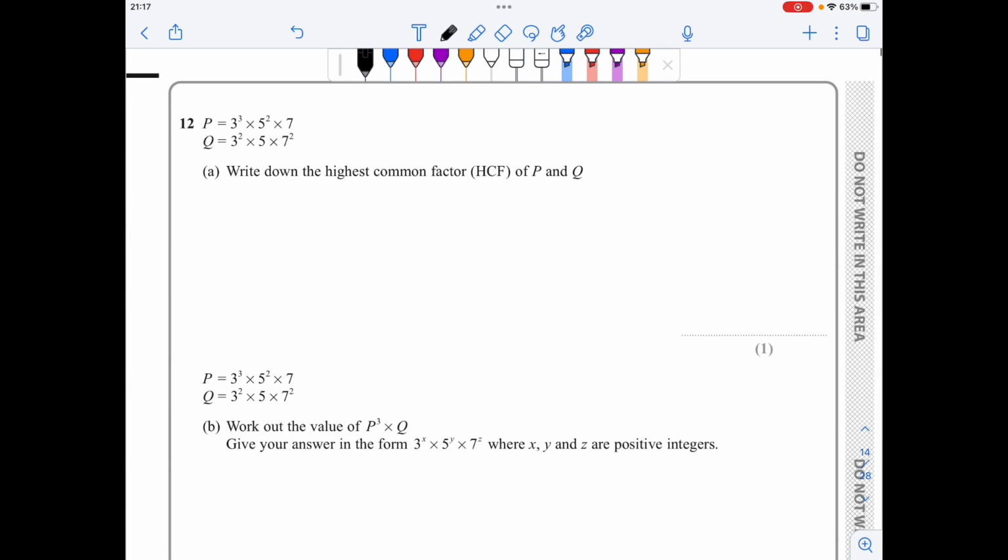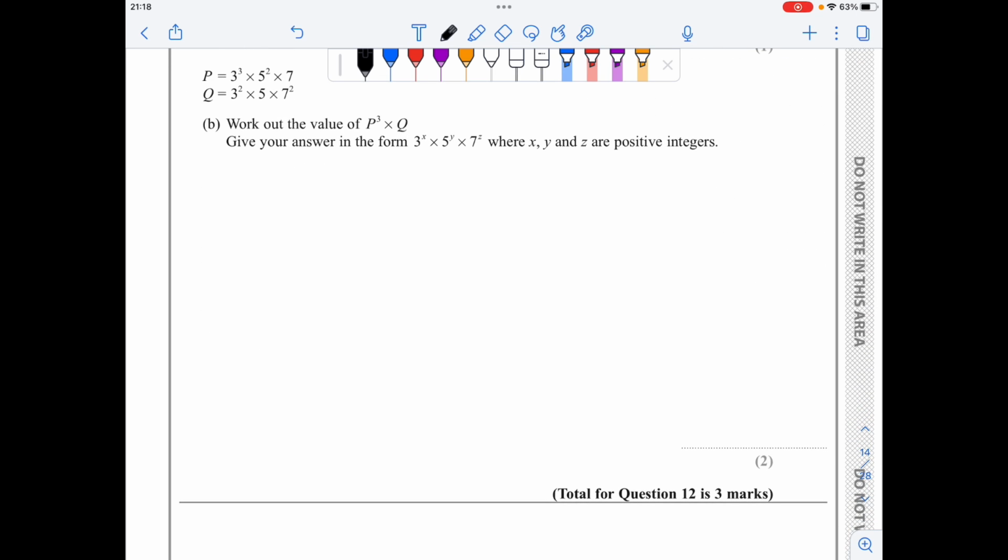To find the highest common factor of two numbers that are written as products of prime numbers, you take all common prime numbers and put them to their lowest powers. So I've got 3 to the power of 2 times 5 to the power of 1 times 7 to the power of 1. Now you can leave your answer like this, or you can do this calculation and get 315.